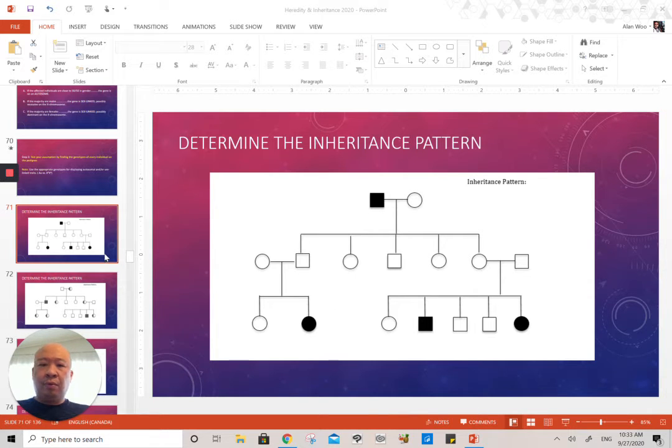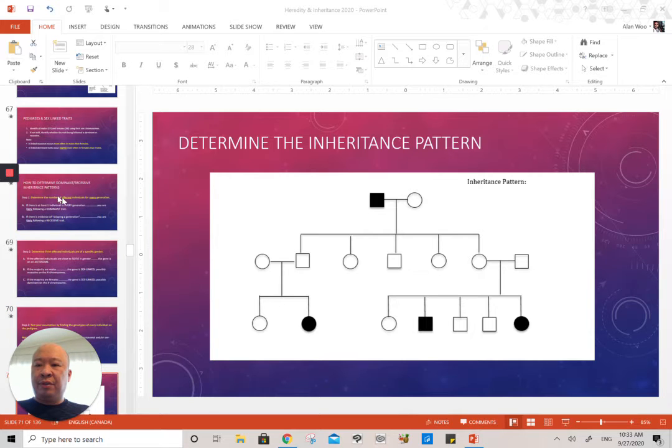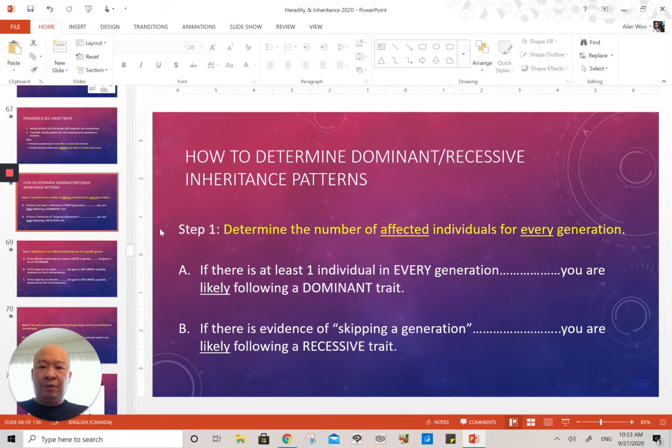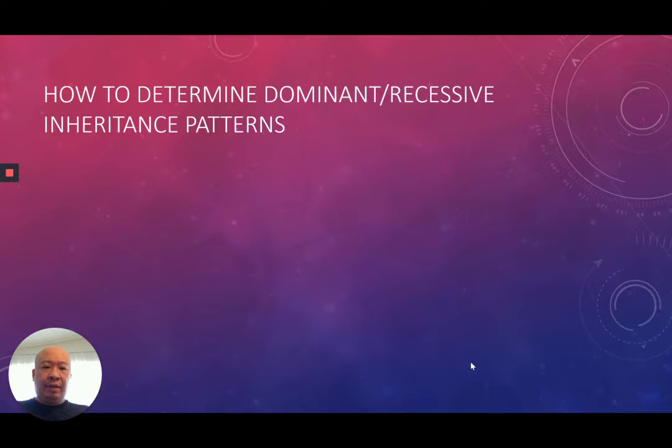So my intention for today is to basically go through the steps in terms of how you actually get to analyze these pedigrees. So let's go through the steps first, okay, and then afterwards I'll go through each pedigree one by one so that you can follow along. So in terms of how to determine dominant or recessive inheritance patterns, there's basically 3 to 4 steps to this.